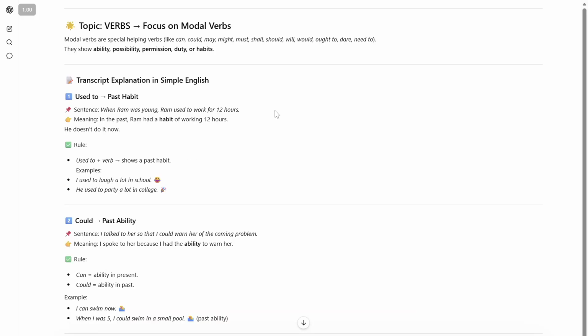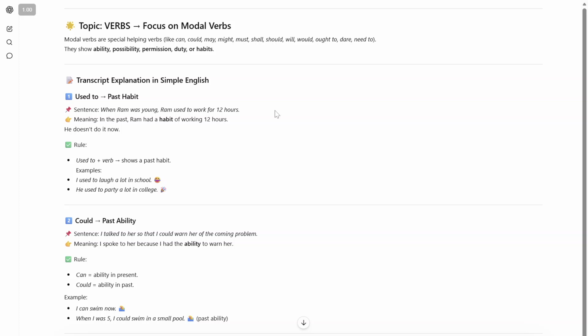Topic: focus on modal verbs. Modal verbs are special helping verbs like can, could, might, must, shall, should, would, ought to, dare, need to. They show ability, possibility, permission, duty, or habits. Transcript explanation in simple English.